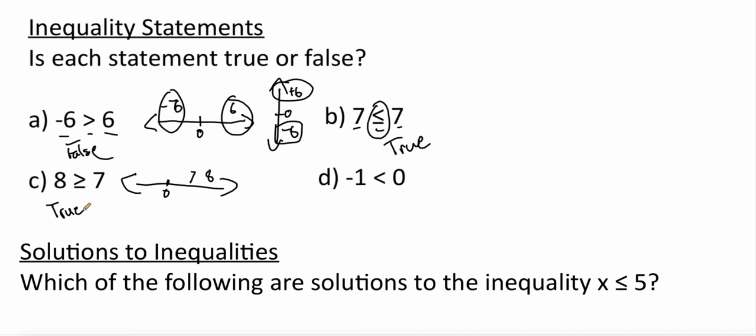Or you could do the vertical one if you like that better, because it kind of reminds you of thermometers, and we've all read thermometers many times. The next one, we're going to look at -1 and 0. So I'm going to look at the vertical number line, 0, and -1 is below it. Well, is -1 less than 0? Yes, it is. It is below it, so this is true.